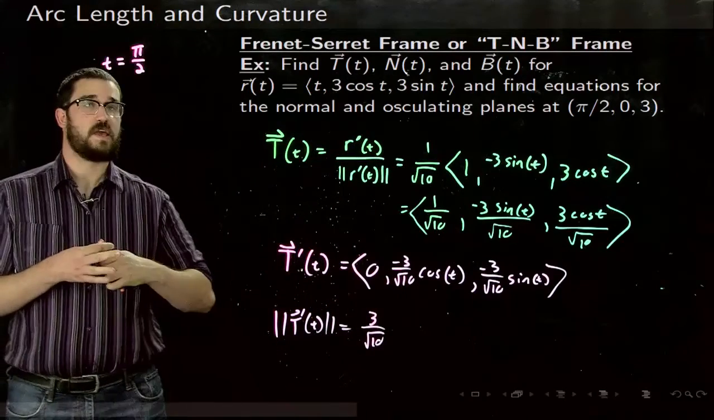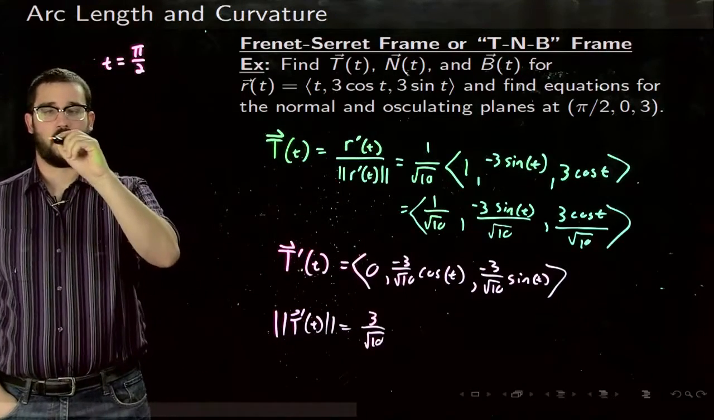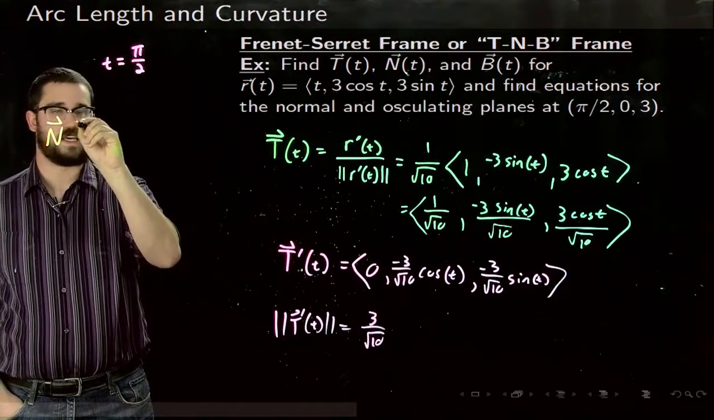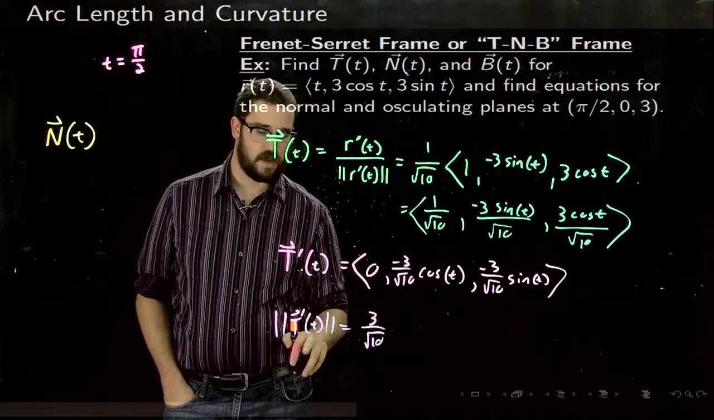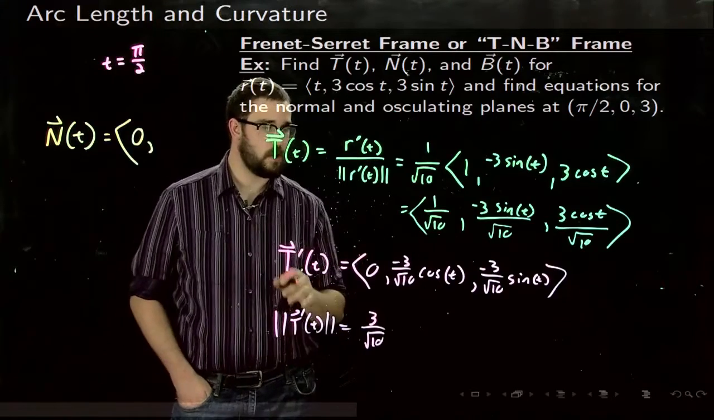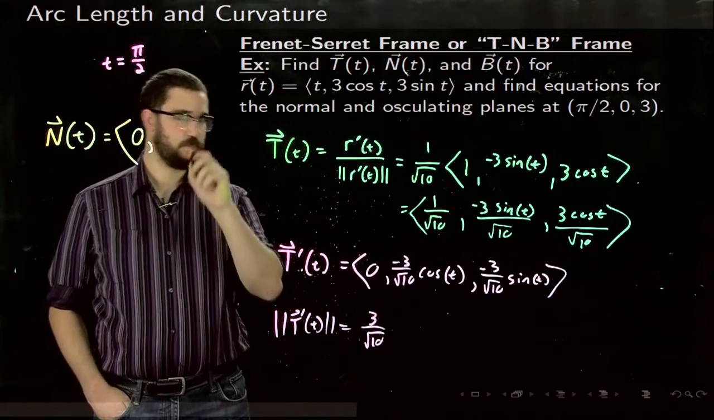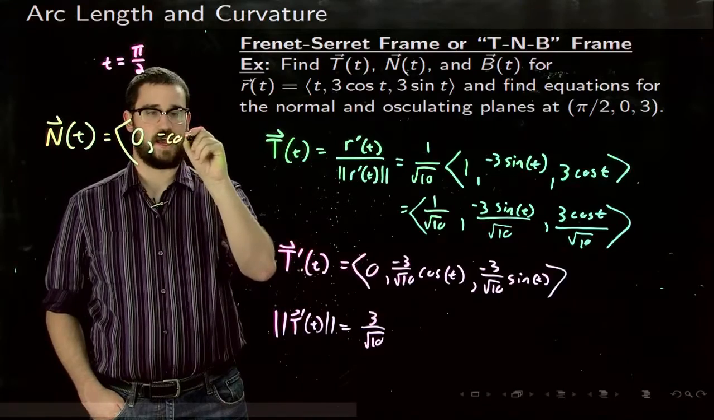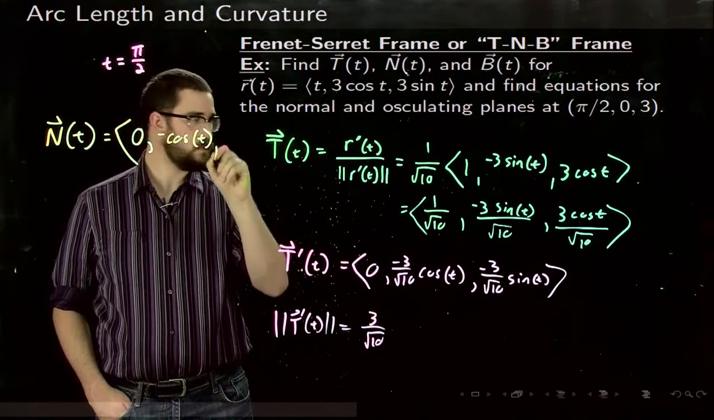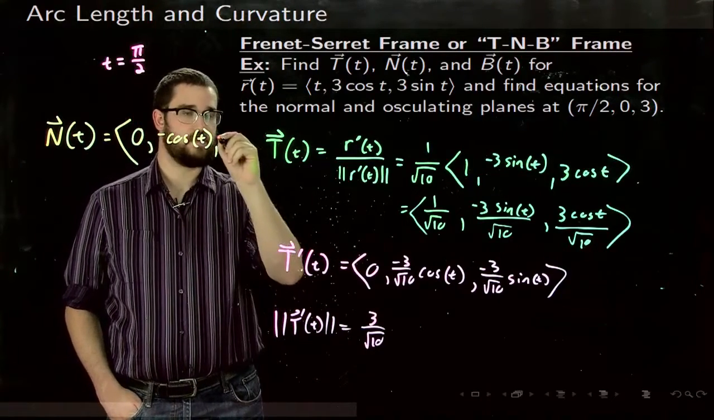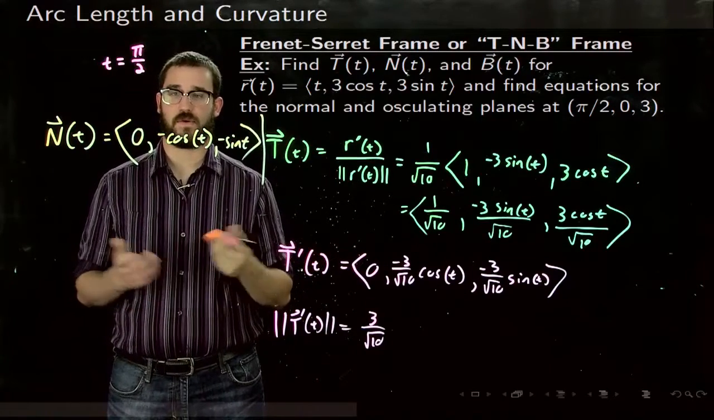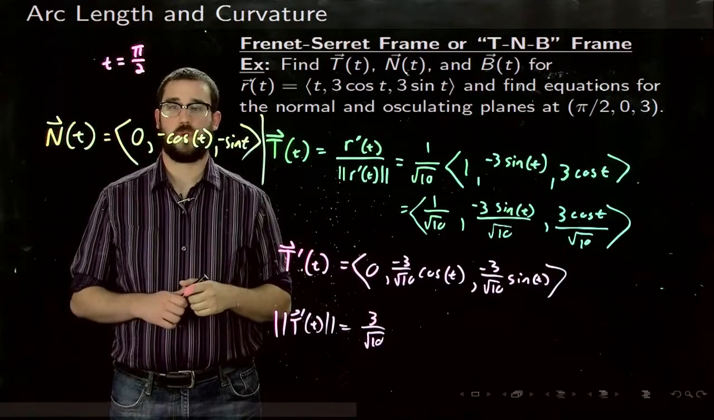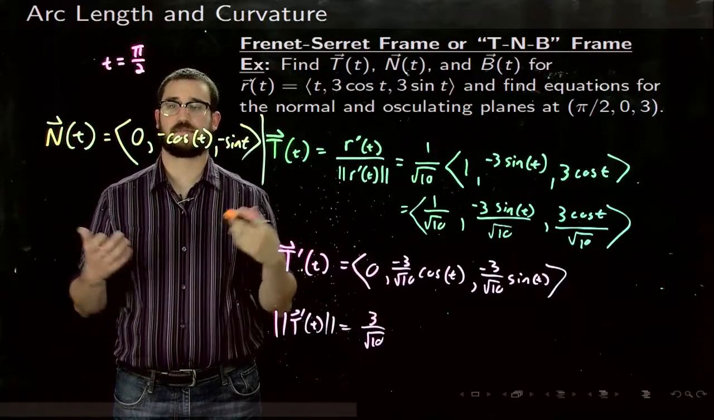So we already had that T. If we are looking for our N of t, this is just T prime of t divided by the magnitude here. We are going to be getting 0, negative cosine of t, and negative sine of t. So the last thing we need to do is find B, which was just T cross N.